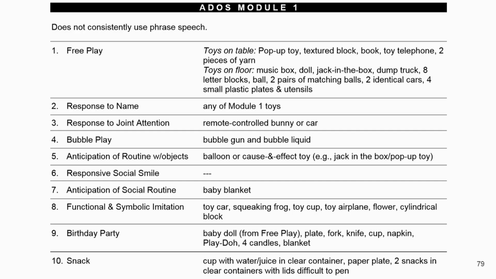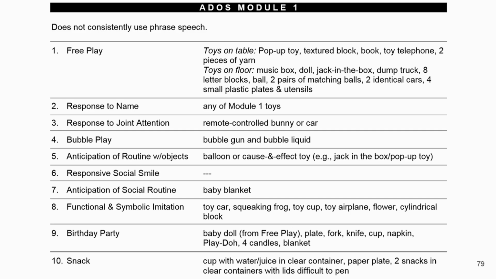So these are just some examples of tasks that are in the ADOS Module 1. You don't have to give them in order. You can be flexible. It's nice to start with free play. You have toys on the table, you have toys on the floor, you see how a child naturally interacts, you try to engage with them. It gives you a lot of information.